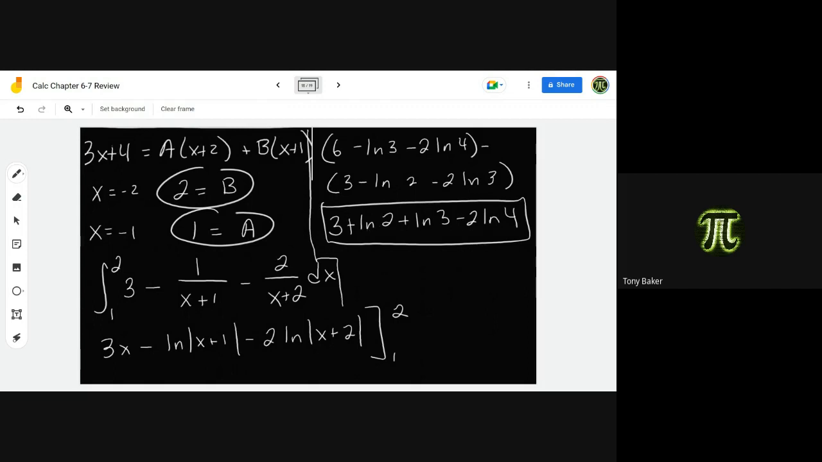Yeah, if you want to simplify, it would end up being 3 plus ln of 6 over 16, which is 3 over 8, because 2 times 3 is 6, and ln of 4 to the second is 16. So that would be the final simplified answer, because addition becomes multiplication, subtraction becomes division, and the new number in front becomes an exponent.